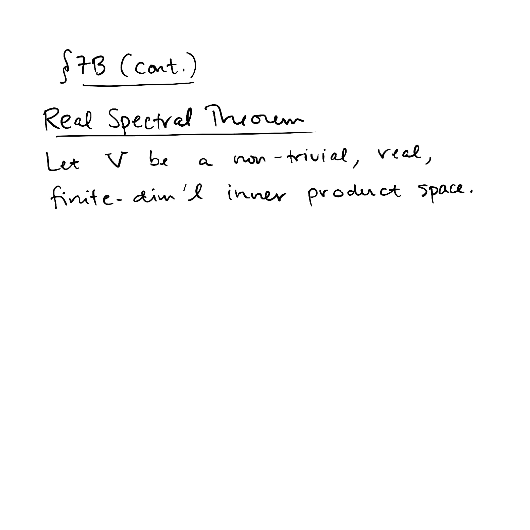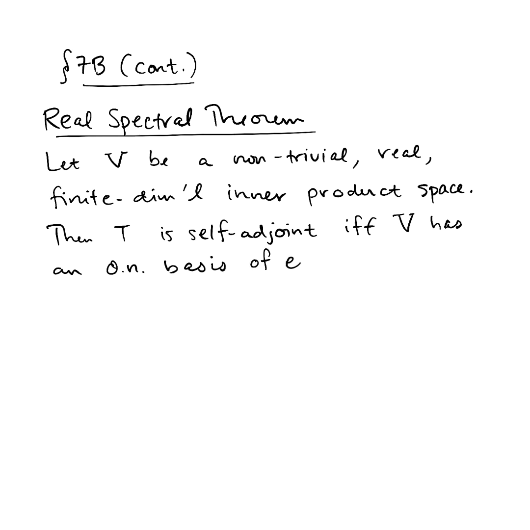The conclusion is then T is self-adjoint. So remember, that just means T equals T star. If and only if big V has an orthonormal basis of eigenvectors of T.